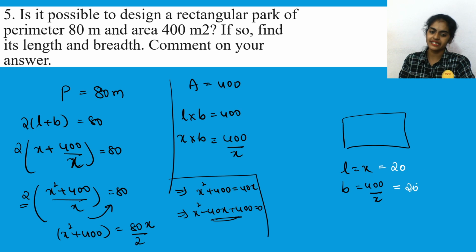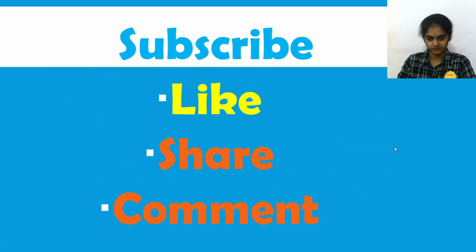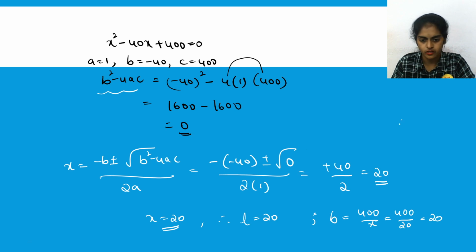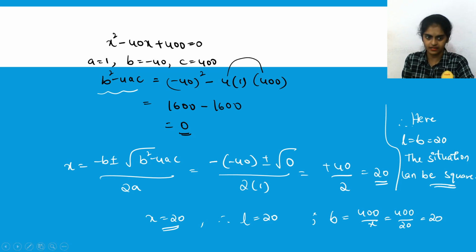So if length and breadth are equal, here in this case length and breadth are equal, now will it be a rectangle or will it be a square? So let us write the final comment here. Therefore here length is equal to breadth is equal to 20. So the given situation is applicable for a square. Okay, in the given situation, if you apply these conditions, you will get a square.